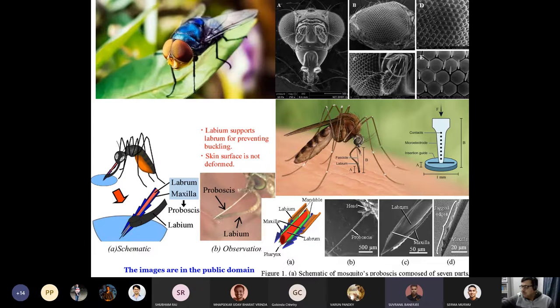Fly has multiple number of eyes, across its head, covering its head, so it can have a 360-degree vision. Yes, very true, but mosquito also has. Sir, fly is very accurate in its landing, or flying. Why? What is the technology? What is the science behind it?